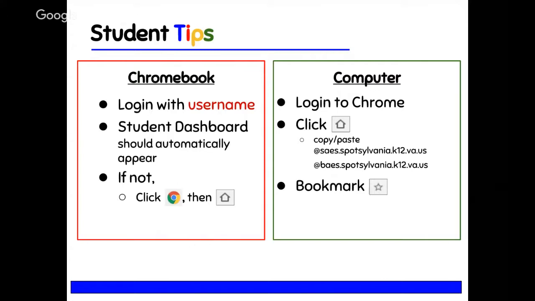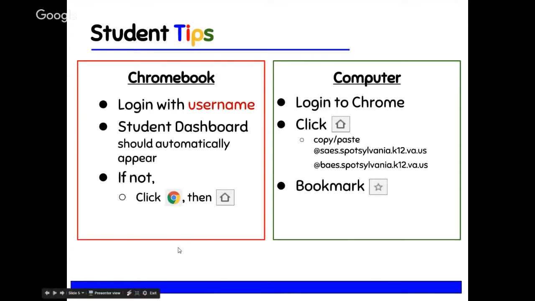The student dashboard should automatically appear on a Chromebook. If it does not, you can click on the Chrome icon near the bottom left-hand corner of the screen, and then the house button, which is in the top left-hand corner of the Chrome screen. That will take you to the student dashboard. It should be the home area for students when they log into a Chromebook.